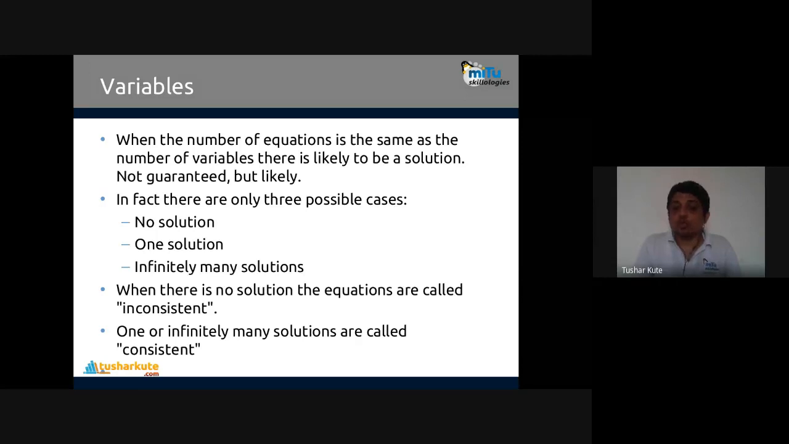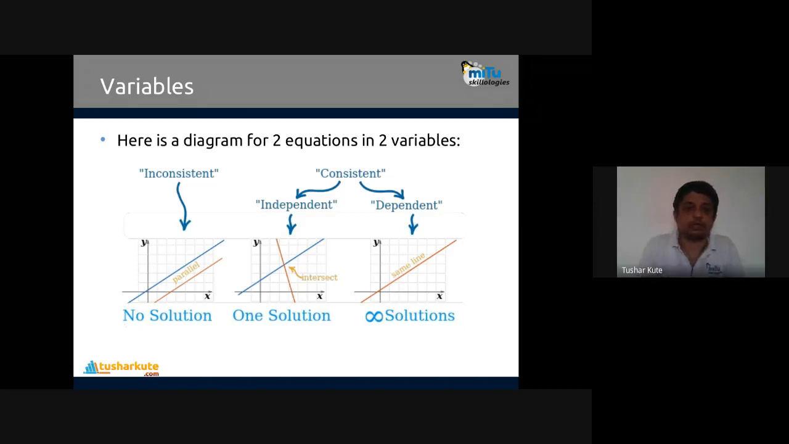One solution or infinitely many solutions are called consistent linear equations. So inconsistent and consistent are both possible. Basically, we consider only consistent linear equations, which are plotted on the same plane and have similar values of x and y. Now see this one. This is what I told you, and this is how it can be plotted.